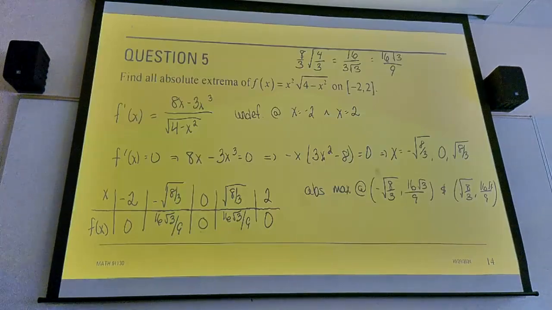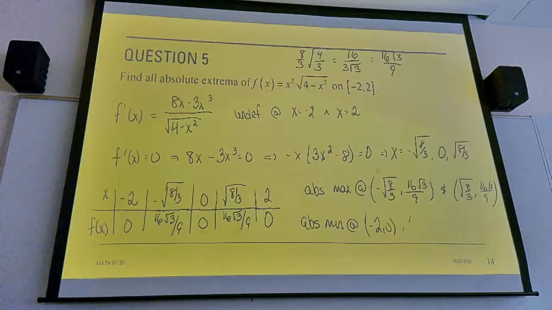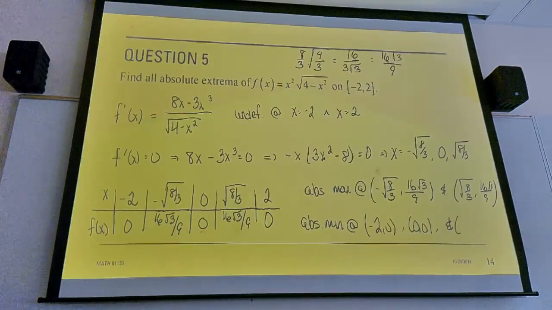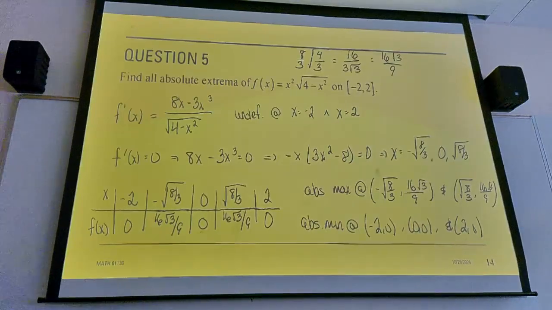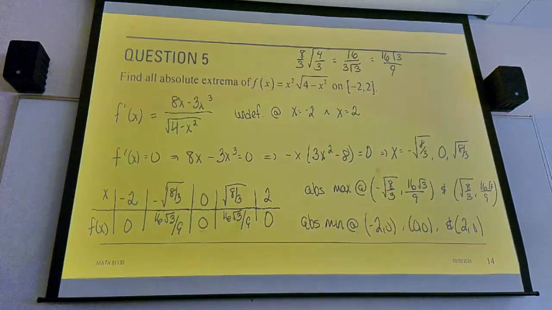What's the smallest value? Zero. How many times does it occur? 3 times. So again, there's one absolute min. It just occurs at 3 points. In this case, every single point happened to be an absolute extrema.